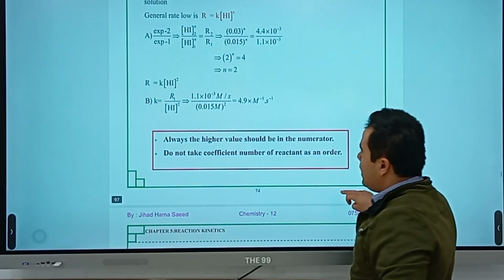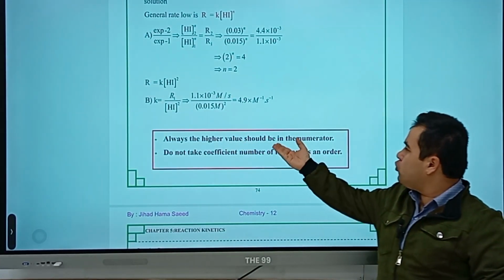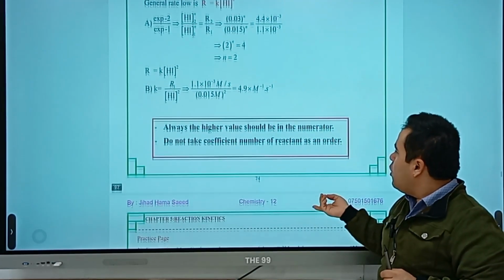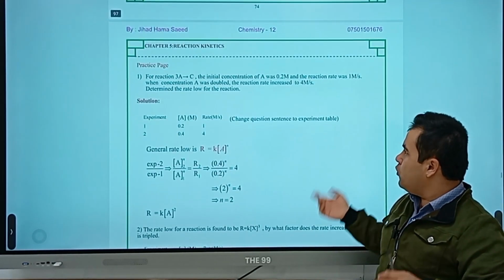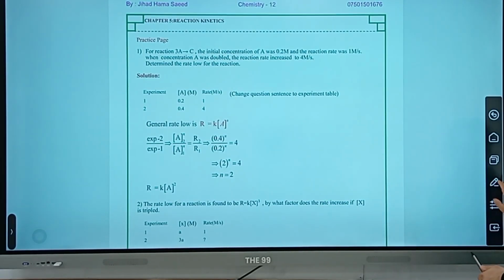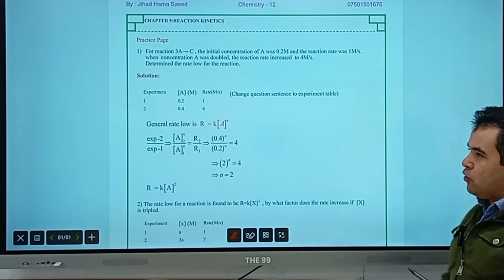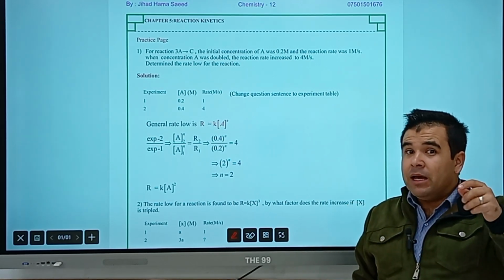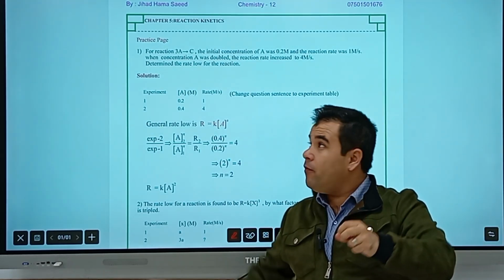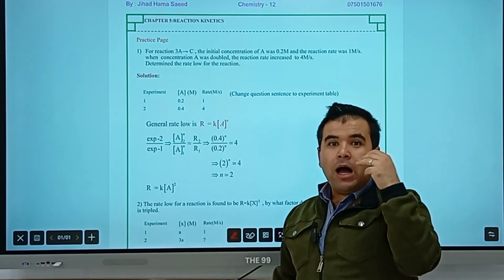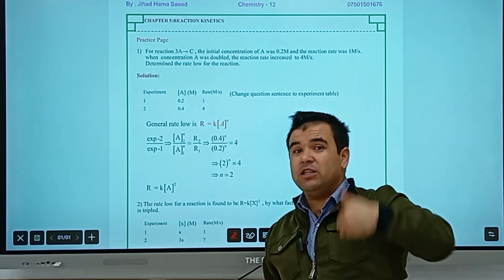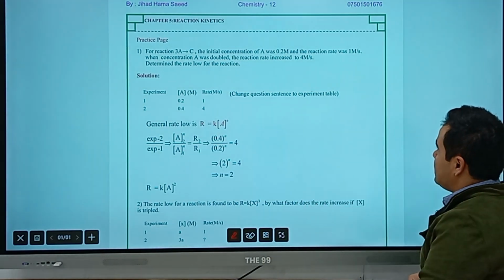Always the higher value should be in the numerator, guys, and do not take the coefficient of the reactant as the order. You know that in this case the order is not equal to the coefficient. Sometimes it's not given in the form of a table, and may be provided as a statement. So let us practice how to convert a statement into a table, guys.